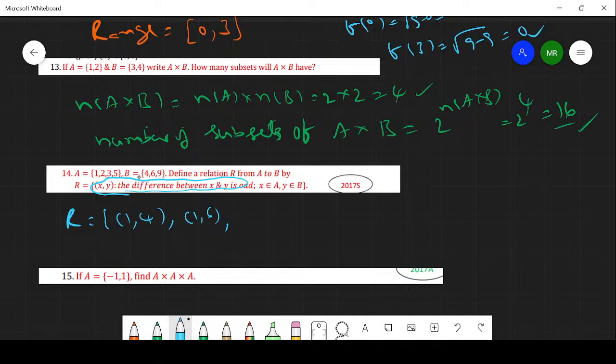Now start with 2. (2, 4), the difference is 2, we don't want. (2, 6), the difference is 4, an even number, we don't want. (2, 9), the difference is 7, an odd number, I can consider.